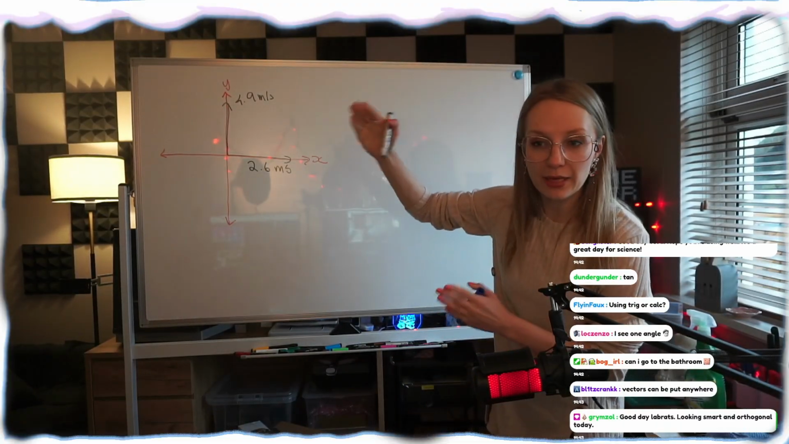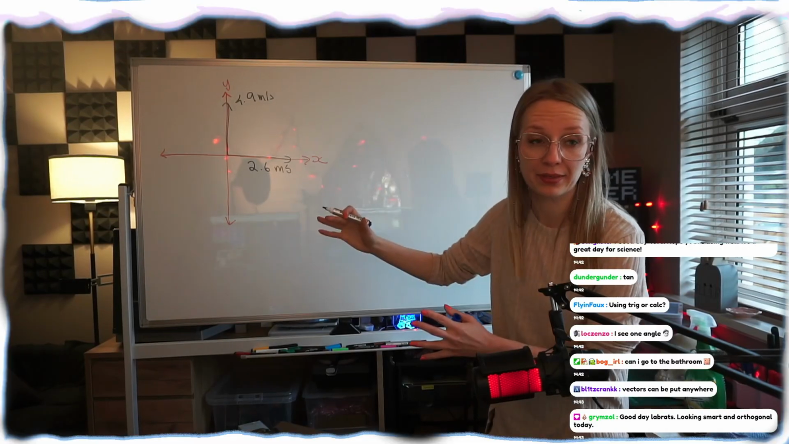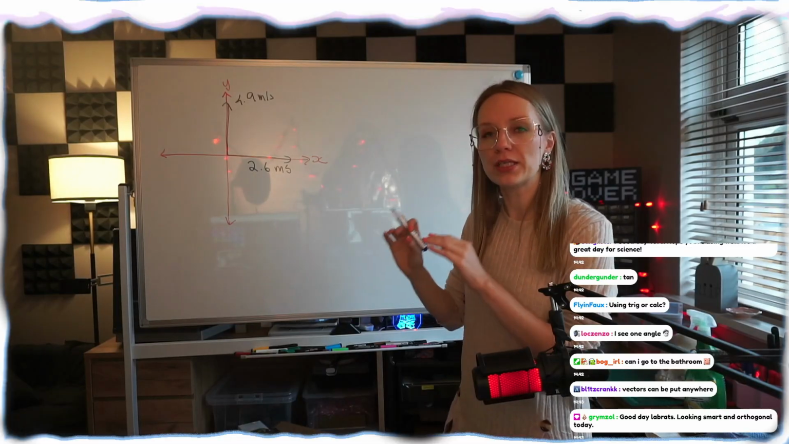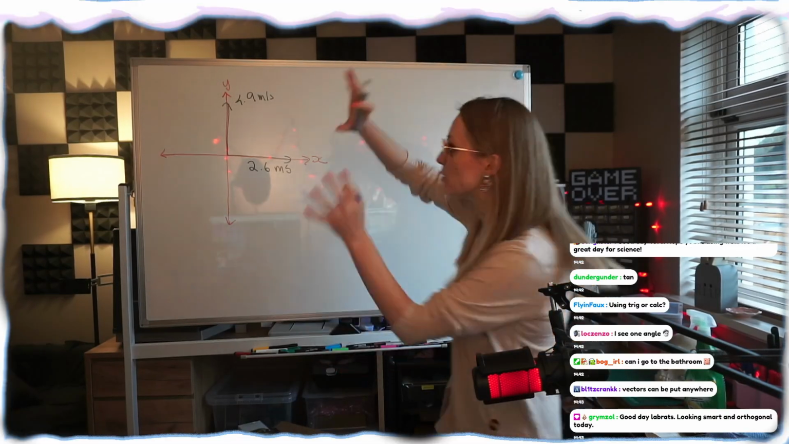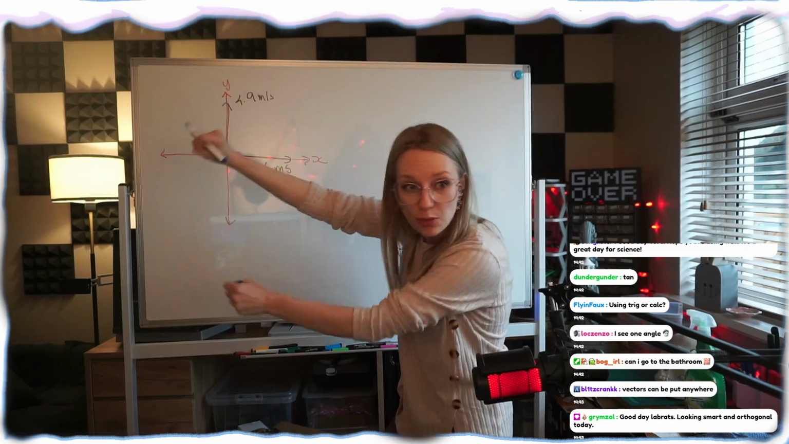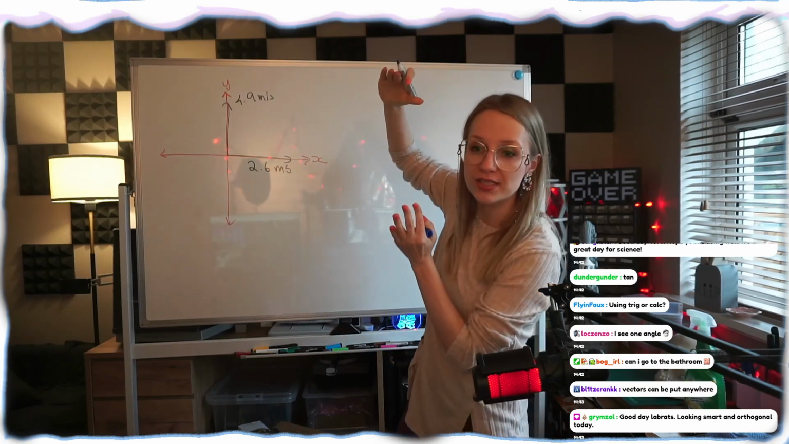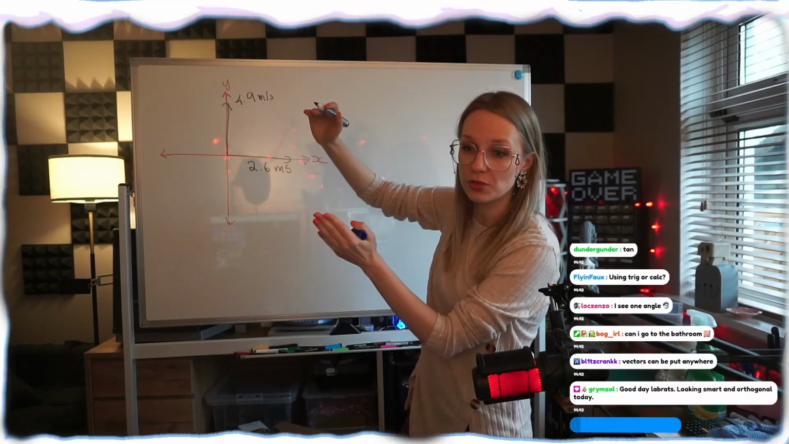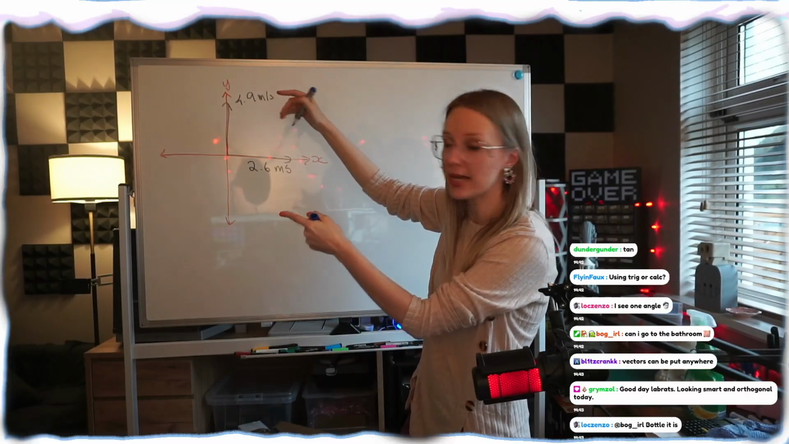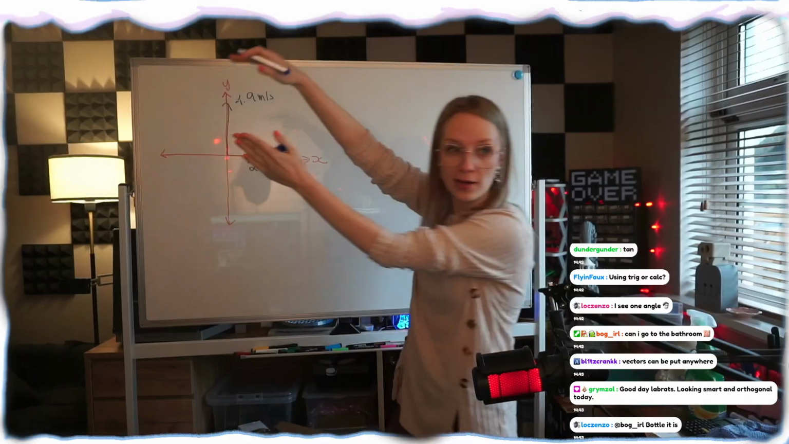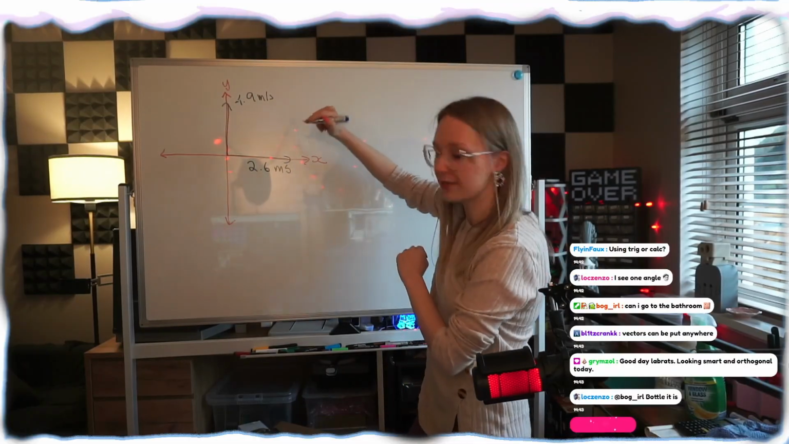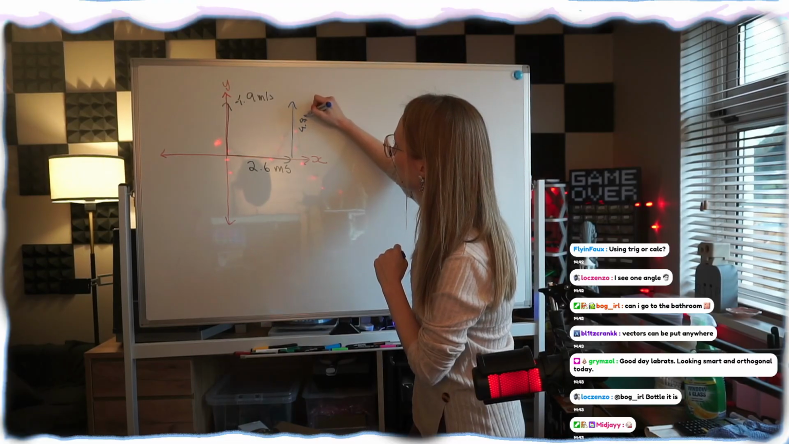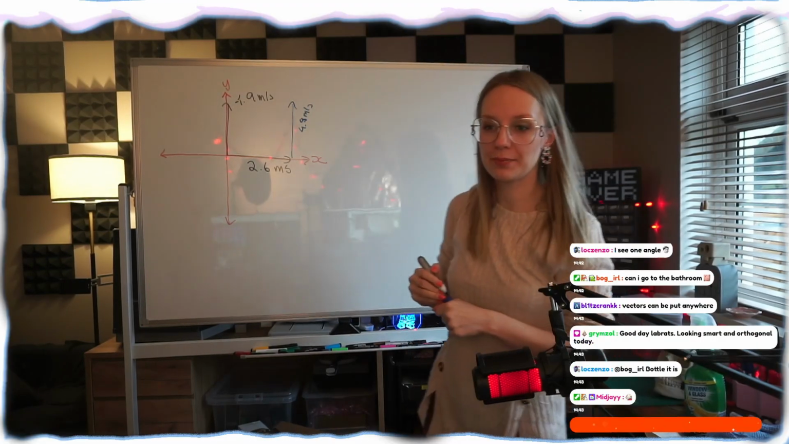So, a thing that we can do with vectors is we can kidnap them. We can do whatever we want. Well, not really. But what we can do with vectors is grab them and place them anywhere we want on the board, as long as they're the same size and in the same direction. So what we're going to do is kidnap this 4.9 meters per second and move it here. Okay? 4.9 meters per second.